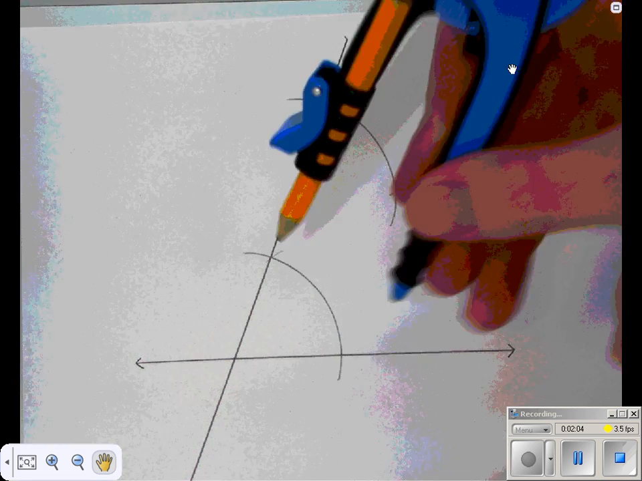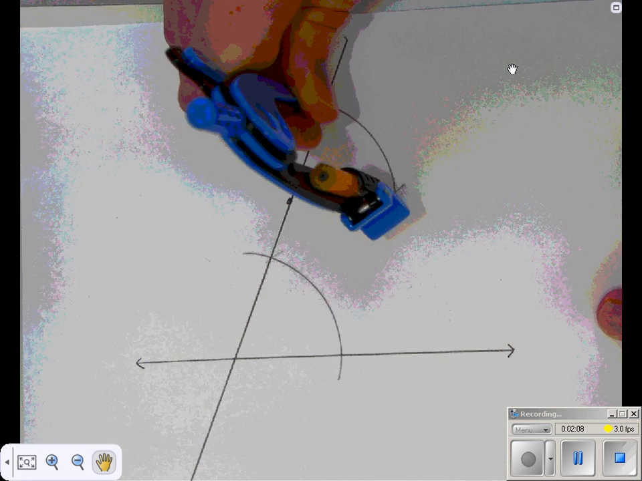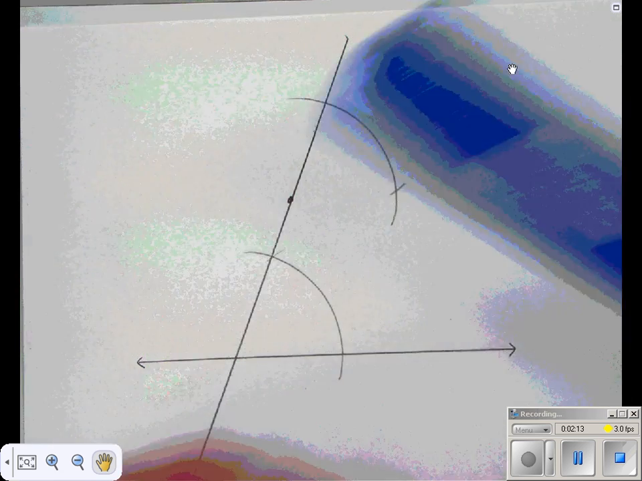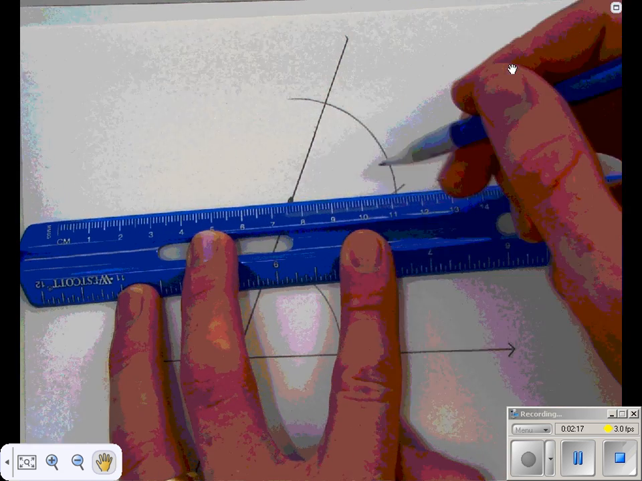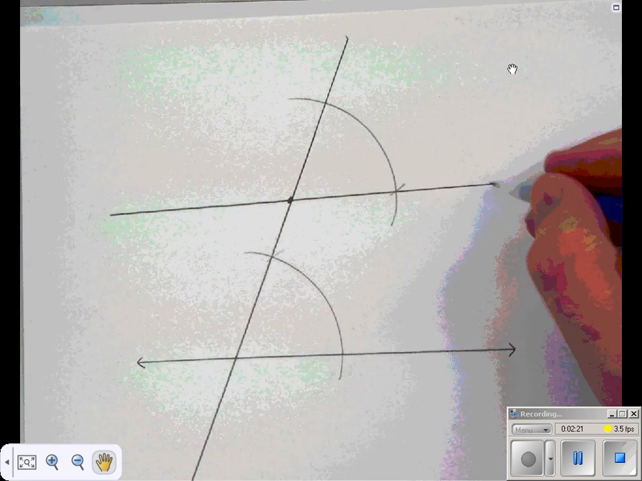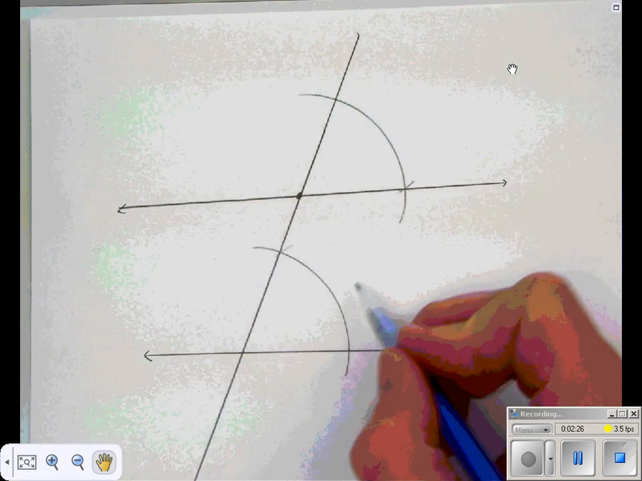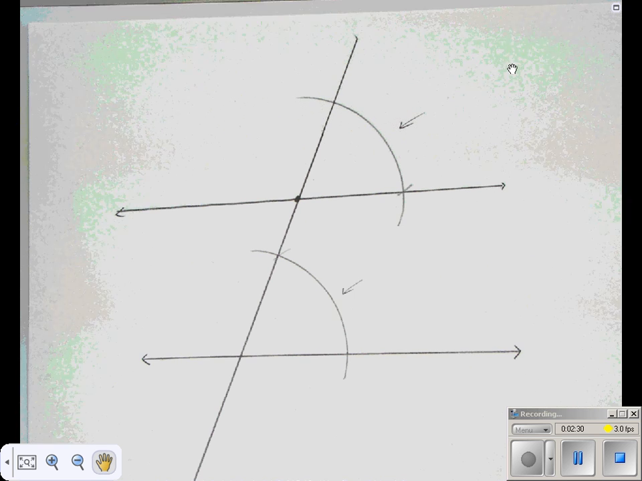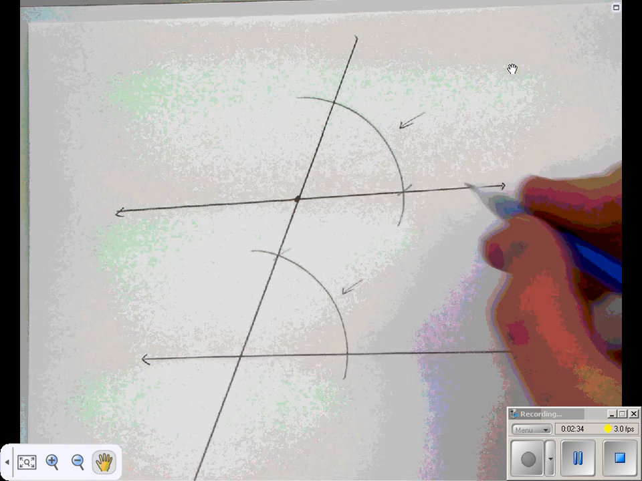Notice I measured the length of this arc, and then from this intersection I marked off that length, and then I will connect this point with that tick mark, and it should be roughly parallel. Maybe off a little bit, like mine's off a little bit, but that's the idea. So I've constructed these two corresponding angles to be congruent, and so by the converse of the corresponding angles postulate, these lines must be parallel.